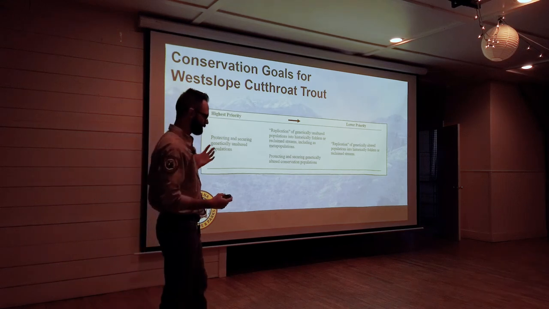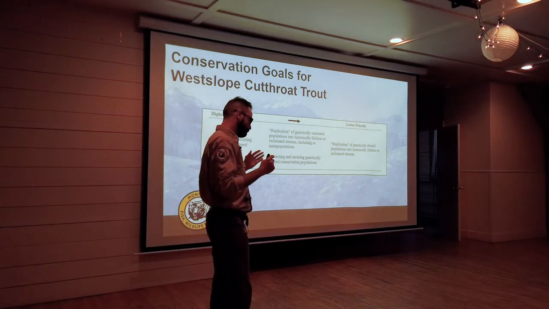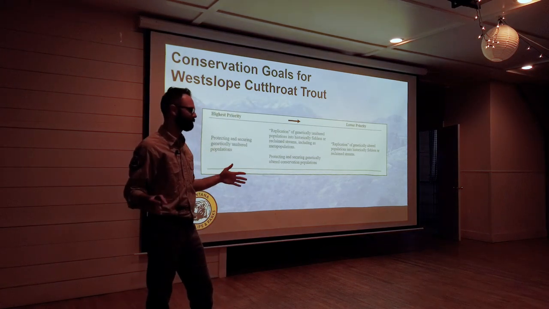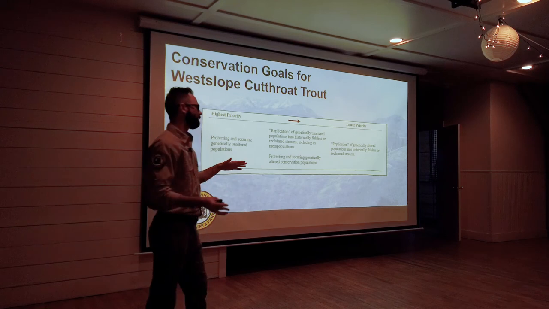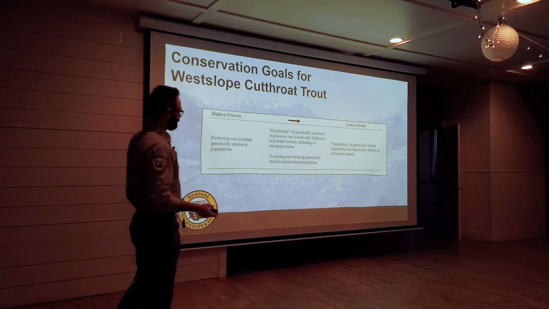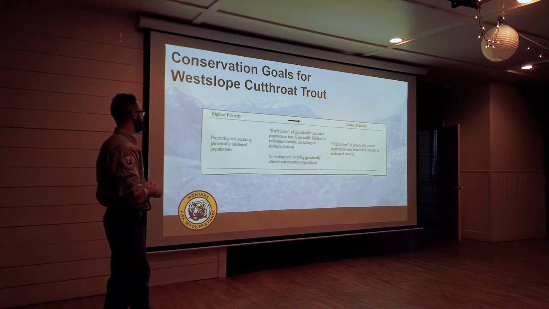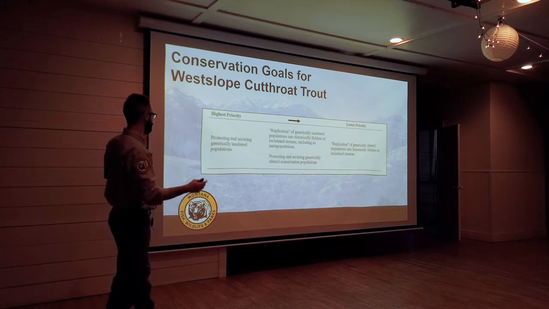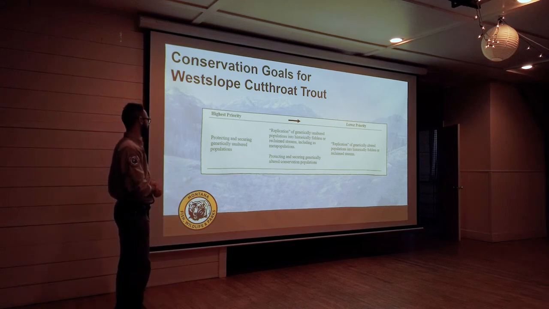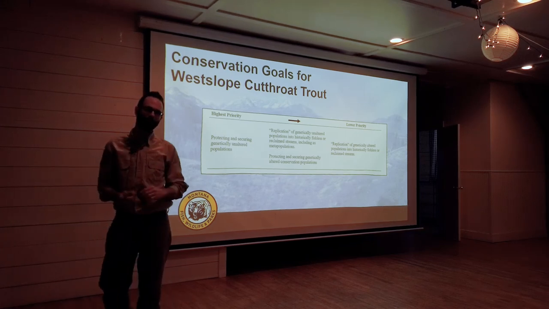And unfortunately, we just don't have all the resources to really pursue every conservation action that we would like to. We have to prioritize the way we go about restoring Westslope cutthroat trout. So this is in our memorandum of understanding in the statewide fisheries management plan, and this is our priority action layout for Westslope cutthroat trout conservation, where the highest priority actions are to protect and secure our genetically unaltered populations.